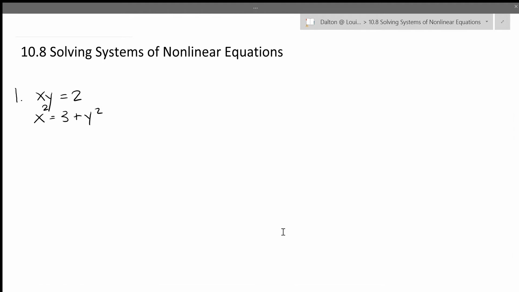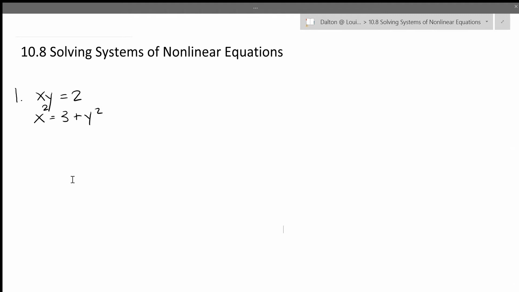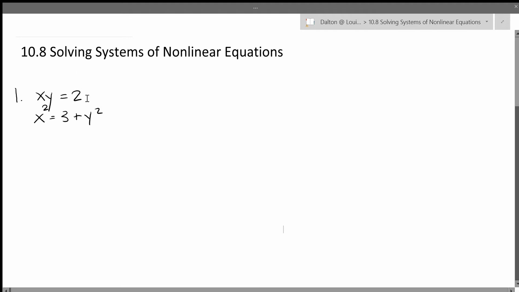Personally, elimination is my favorite. I just think it's a little bit easier. However, notice, in order for you to eliminate something, you have to have the same variables with the same degrees, and they have to have the same coefficients. Well, this poses a big problem because we don't have that.